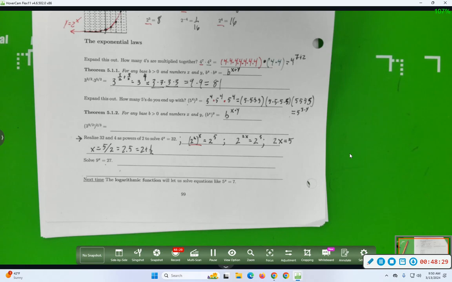And I'm about at time, but do you think you could do something similar for 9 to the x equals 27? Everything there seemed to have a common base. What base are you thinking of? Cool. What if I asked you to solve 5 to the x equals 7? Could you apply that same trick there? No. So we need a different tool. That tool is logarithms.